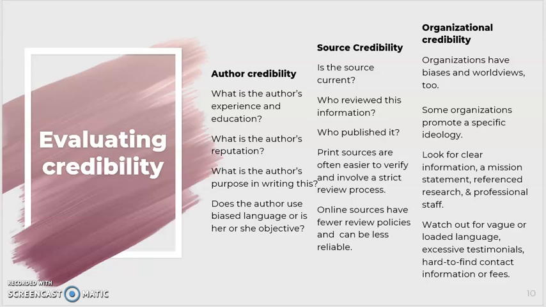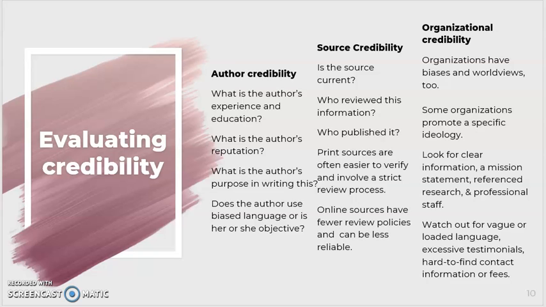You also want to look at their reputation. What else have they published? Are they widely respected within their field? What's their purpose? Are they writing for the purpose of informing their audience, or are they blatantly trying to persuade or sell a product? And do you think that the author is using biased language? Are they providing you both sides of the story and letting you choose for yourself? Or are they being very one-sided in their presentation of the facts? So those are all questions that you want to ask about author credibility.